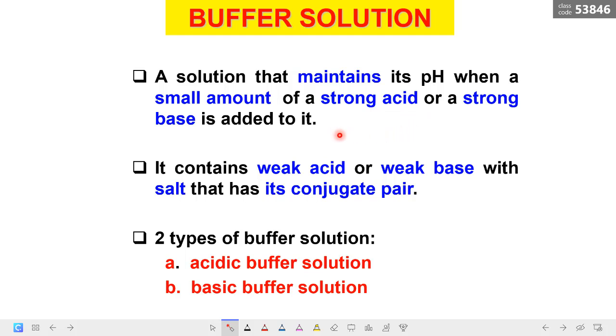Alright, what are the components of buffer solution? Buffer solution contains weak acid or weak base with salt, where the salt contains its conjugate pair. Alright, so we will discuss this after this. And there are two types of buffer solution. Acidic buffer solution and basic buffer solution. So ada dua jenis buffer solution. Acidic buffer solution and another one basic buffer solution.